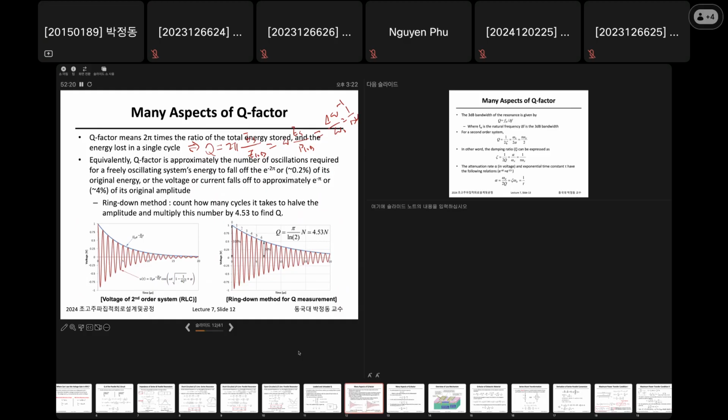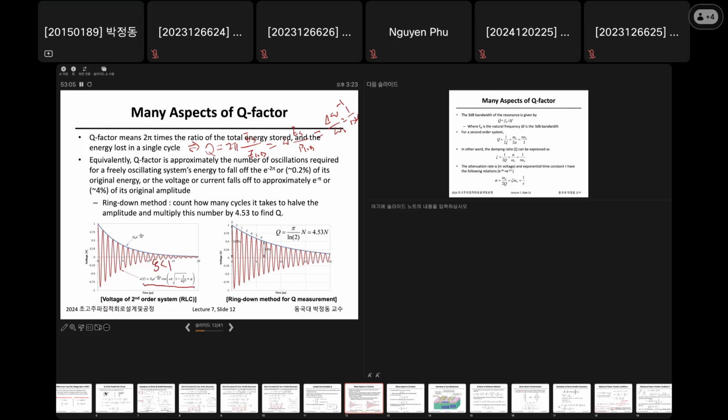With this observation, you can easily get the Q factor. This is an example. This is the voltage of a second order system, an RLC network. This RLC network has this kind of time transient result with a damping factor less than 1. This is an underdamped line. With the underdamping, it will oscillate. So there are several oscillations, right? You just count.